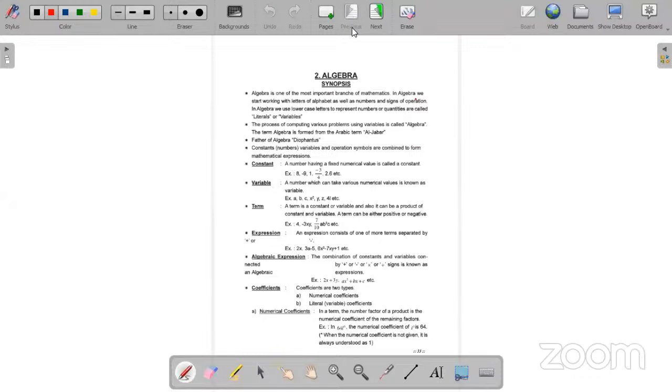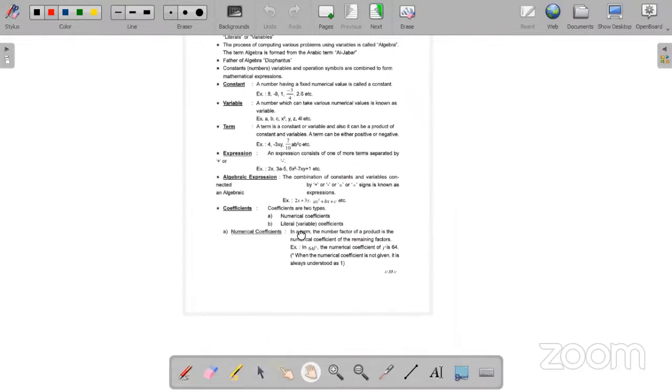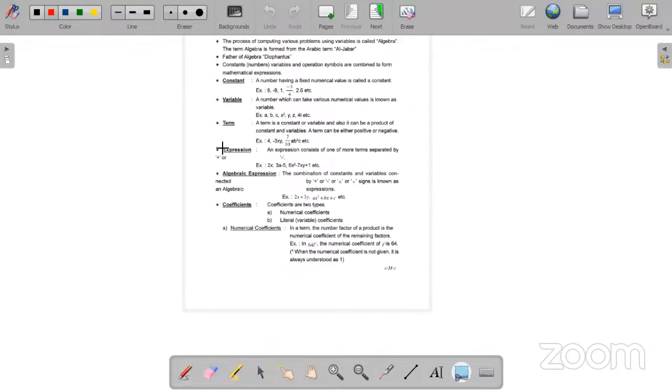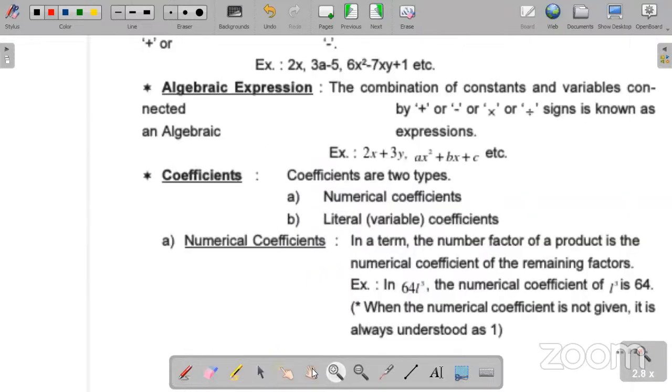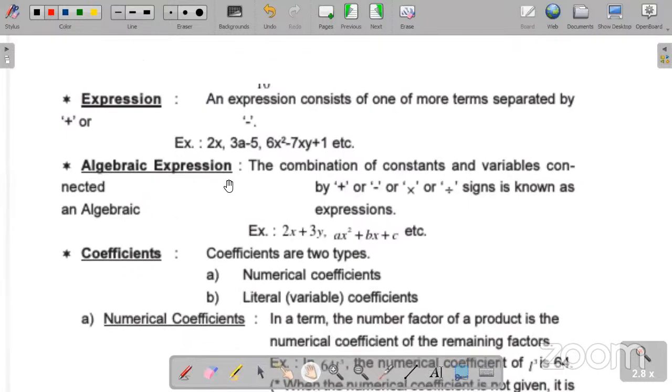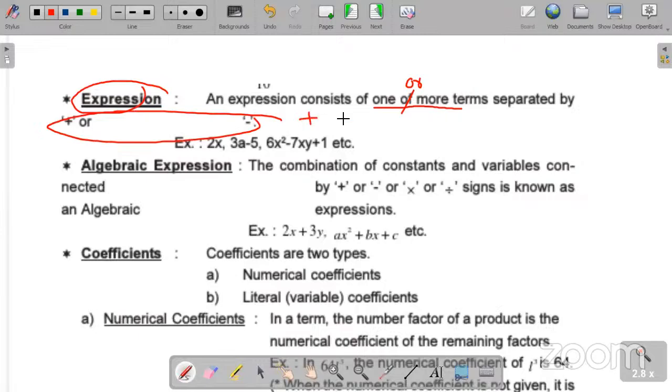Right. So next, let us move to one more important concept now. Next, let's have a discussion about these points. So expression. What is meant by expression? An expression consists of one or more terms separated by plus or minus.